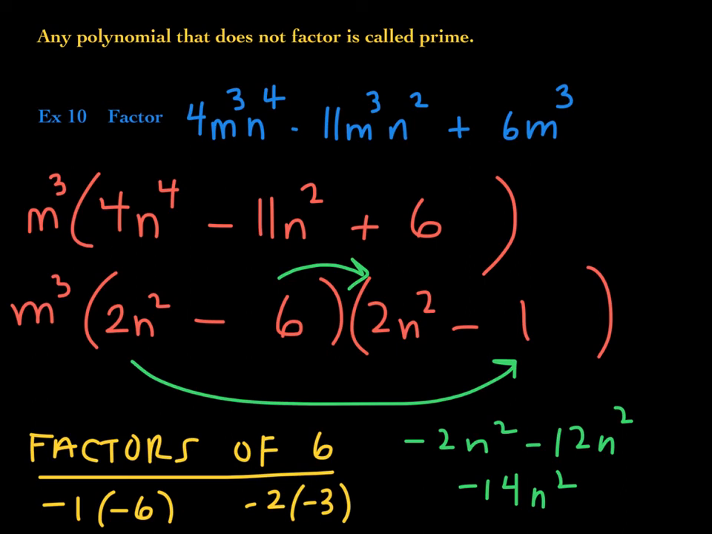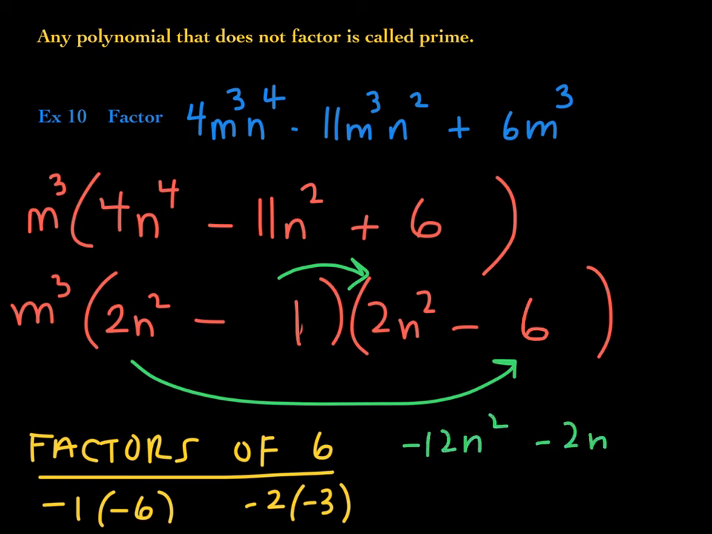Well, maybe it's just that the 6 and the 1 are in the wrong position. Let's see if we switch them, if it works then. So let's try a 1 here and a 6 there. Does that work? Well, you would get negative 12n squared and a negative 2n squared, which is negative 14n squared. So it just changed the sign. It doesn't work. All right? So let's get rid of that.